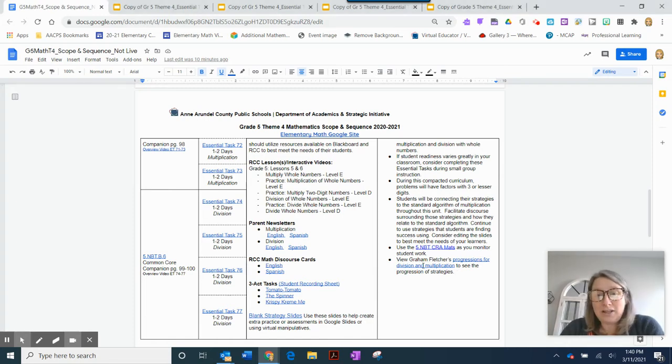Once again, definitely utilize these progressions from Graham-Fletcher. A great way to see where they're coming from and where they're going with division, as well as these NBT CRA mats to check out those different strategies.